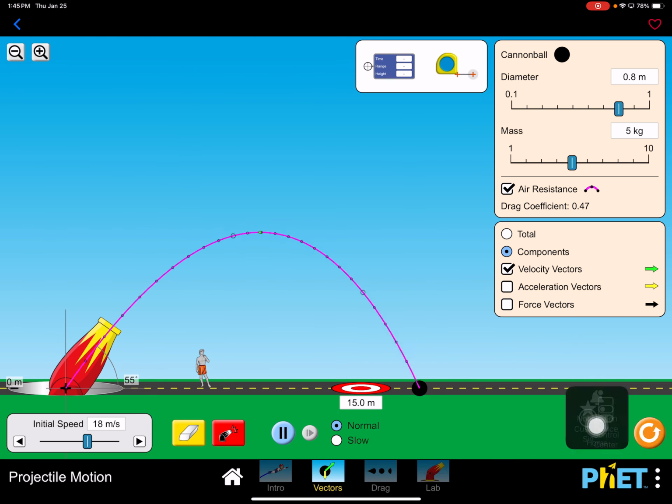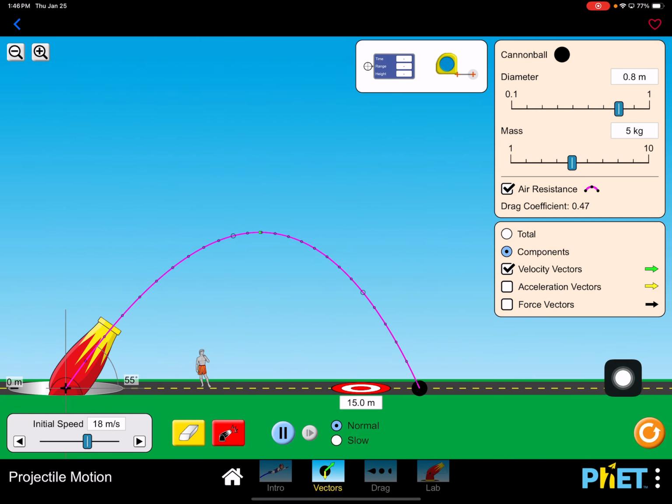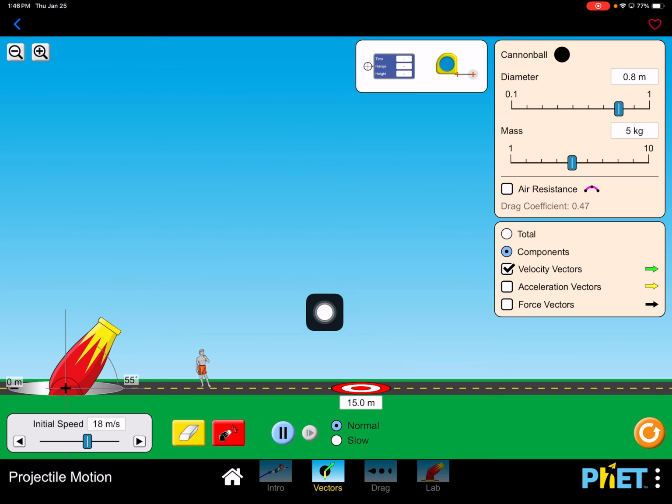All right, so we'll redo that. Okay, initial velocity is... there was air resistance there. That's why it was not parabolic. So what I want you to do is notice the components of the velocity, okay? So velocity vectors, components, no air drag, and let's fire.